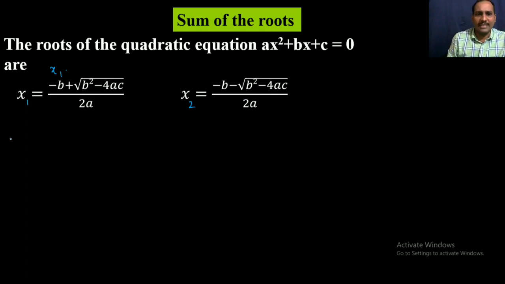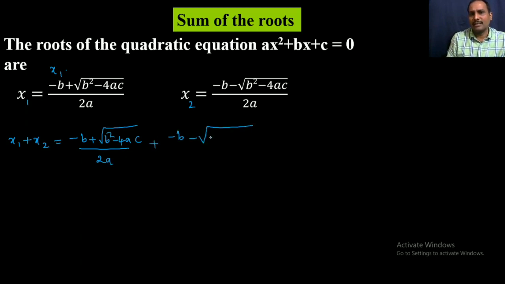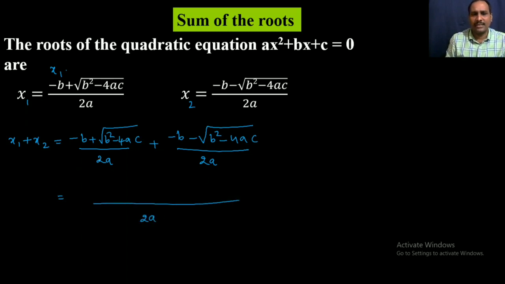Now sum, let us add them, x1 plus x2, that is minus b plus under root b square minus 4ac by 2a plus x2, minus b minus under root b square minus 4ac by 2a. Let us simplify this. The LCM is 2a. The denominators are same, so add the numerators directly. So minus b plus under root b square minus 4ac minus b minus under root b square minus 4ac.